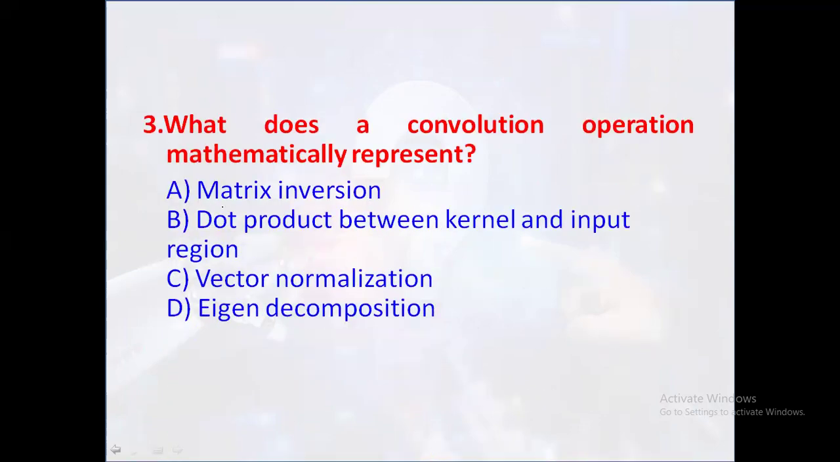And what does a convolution operation mathematically represent? Matrix inversion, dot product between kernel and input image, vector normalization, or eigen decomposition? Suppose I am taking the input image like this, and I am sliding over this input image. What operation am I going to do? We are going to have the dot product between this kernel and the input region. This is the correct answer.